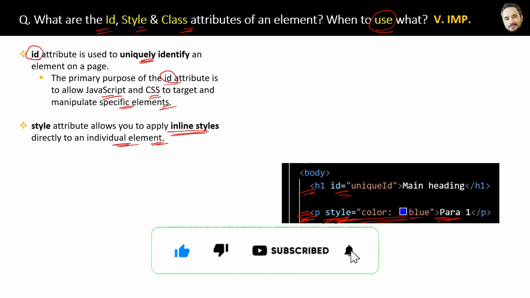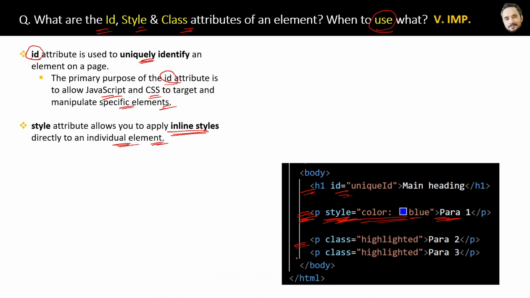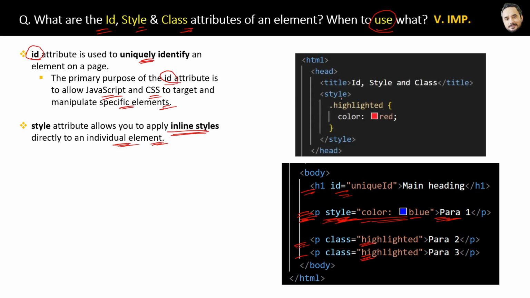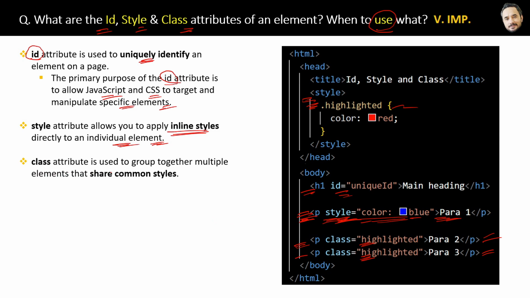So then you have to use the class attribute like this. See, two paragraph elements with the same class name highlighted. And you can define the common class style highlighted in the head section under the style tags like this. Then the same style will be applicable to both elements. The point is, the class attribute is used to group together multiple elements that share common styles, okay? That is the benefit of class.